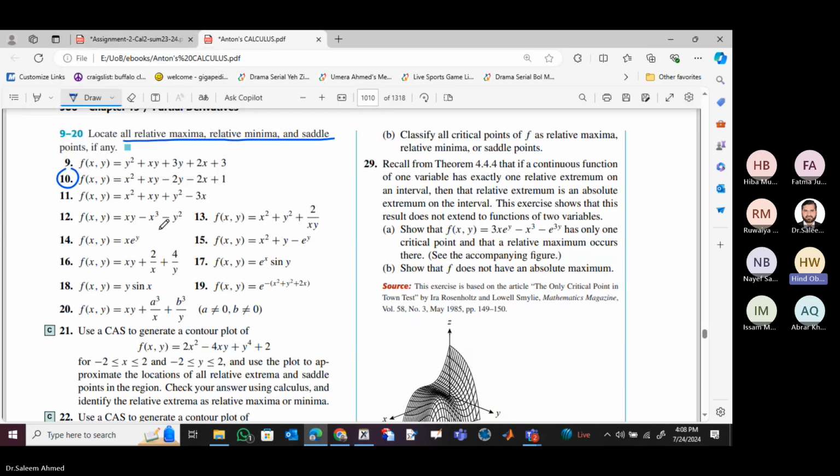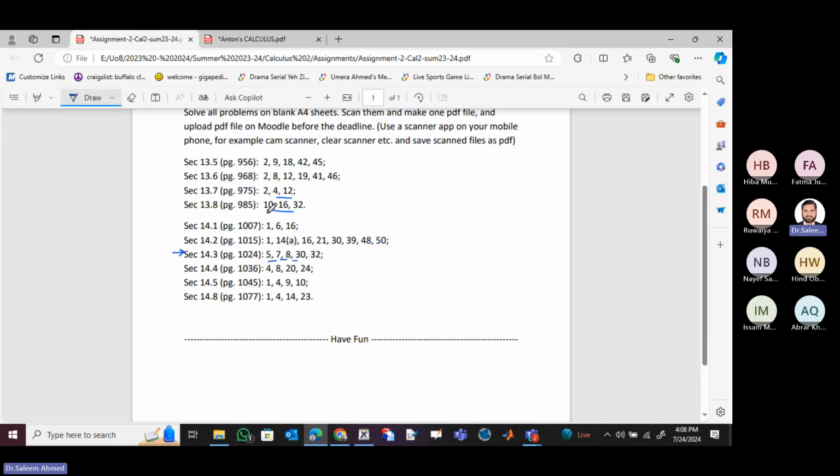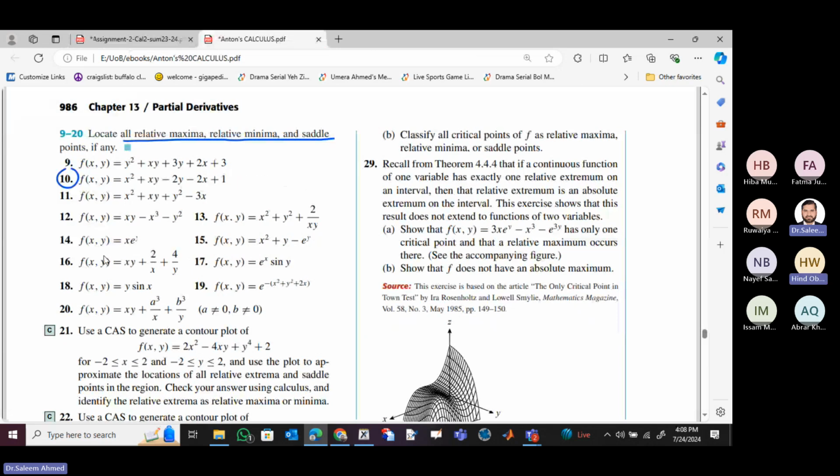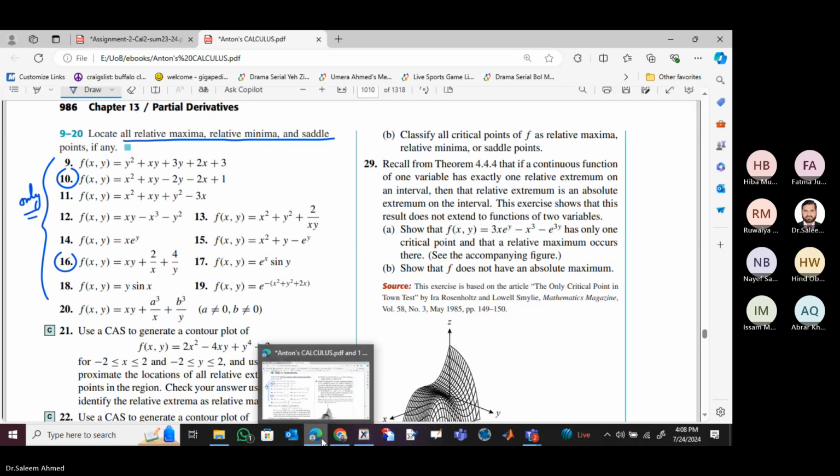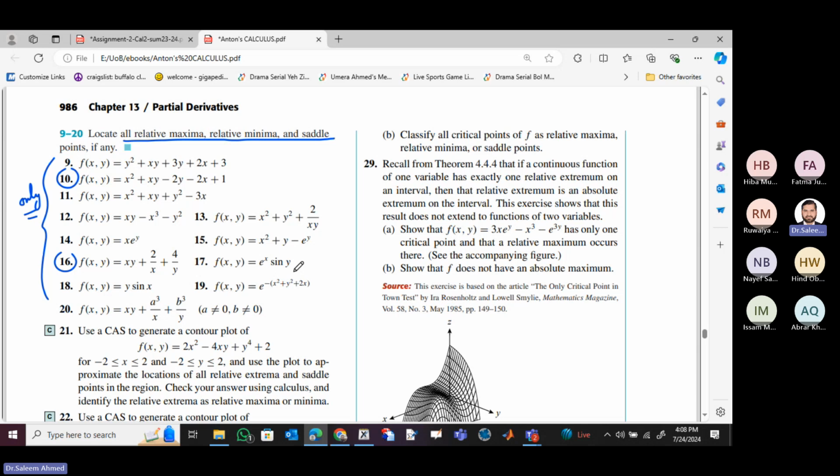From 9 to 20, whatever questions were there, 10 and 16 I gave you, right? So anything I can pick from here. So only this now. Don't you bring sine and cosine? Sine, cosine, chances are less.